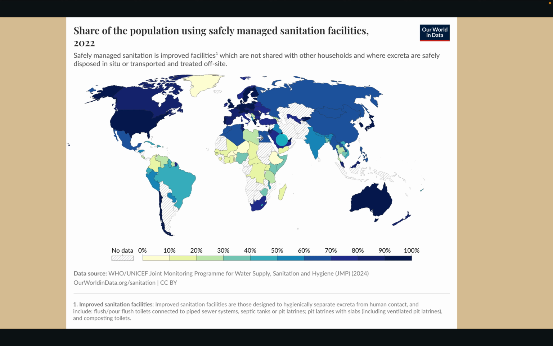And then down here in Africa, particularly Ghana right here, they only have 44.5% of their sanitation facilities being safely managed.